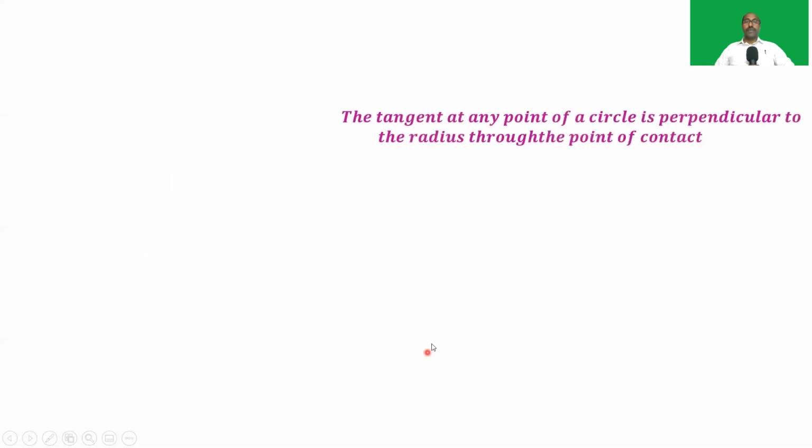Now, the important point is that the tangent at any point of a circle is perpendicular to the radius through the point of contact. This is a very, very important point we have to remember throughout this chapter. Okay, that is, here we have a circle with center O, and PQ is the tangent which touches the circle at A. That is, A is the point of contact here.